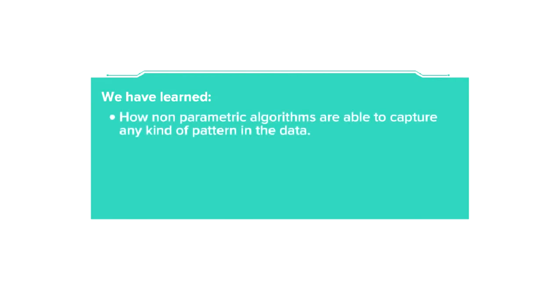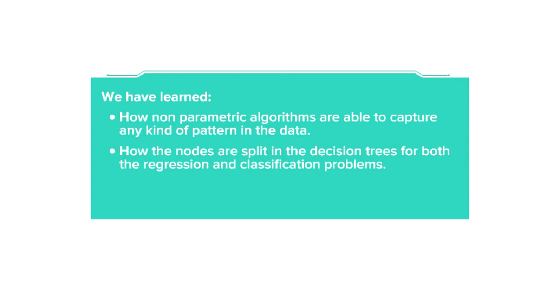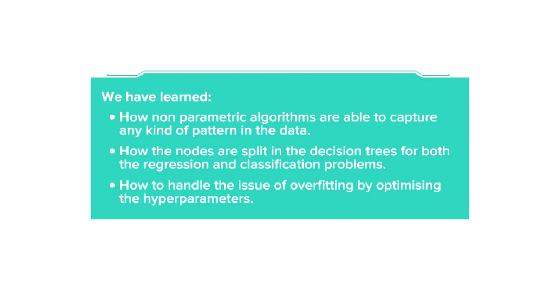With this, we have come to the end of this module on decision trees. In this module, we have covered decision trees in detail and learned how non-parametric algorithms are able to capture any kind of pattern in the data. We also learned in depth about how the nodes are split in decision trees for both regression and classification problems. As we worked our way through the implementation of the decision tree, we discovered and learned how to handle the issue of overfitting in decision trees by optimizing the hyperparameters.